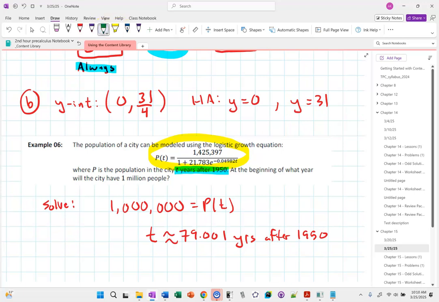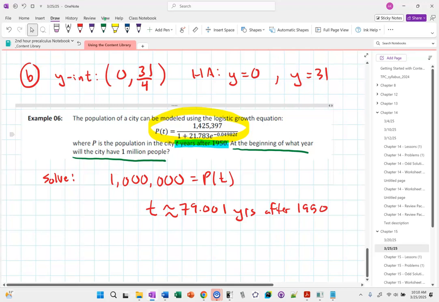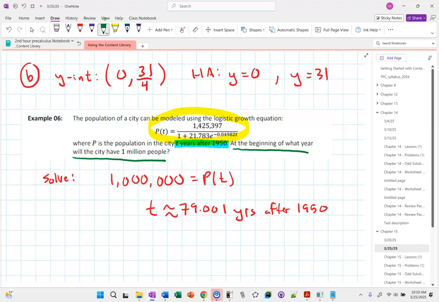But look at the question. I'm going to take that intersection and convert it to the answer to the question. Am I going to be rounding that 79 up to 80 or down to 79? Up to 80. And then we'll add that to 1950. So our answer is the year 2030.